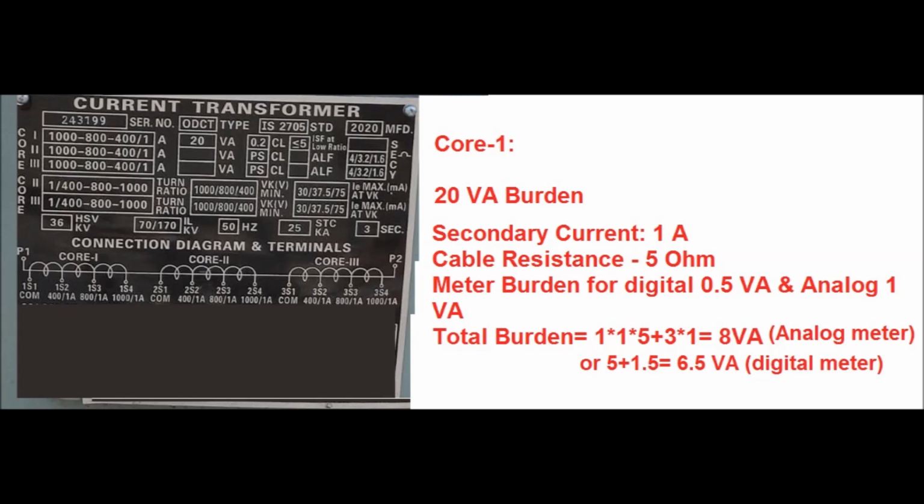Normally in the CT secondary side for a metering class CT, there exist an ammeter, wattmeter and megavar meter. So for 3 meters, the total burden for digital meters comes as 1.5 VA, and for analog meters it comes as 3 VA. So the total burden for analog meters including cable comes as 8 VA, and for digital meters it comes as 6.5 VA. Under any circumstances we should ensure that the total burden connected in the CT secondary side does not cross 20 VA at any stage.